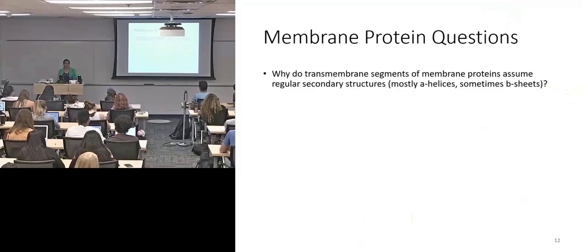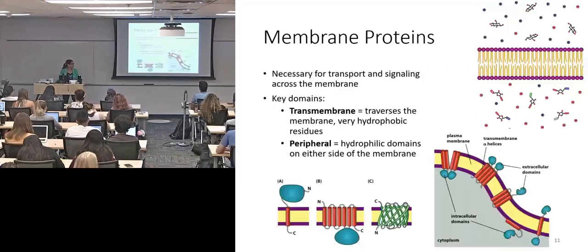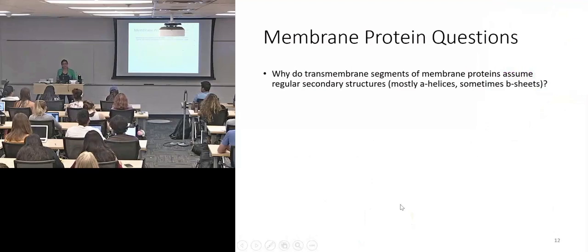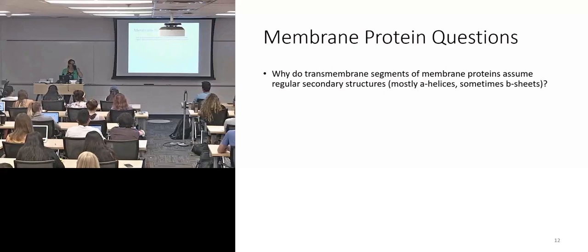Why do the transmembrane segments typically assume secondary structure? Okay, so here they are, these barrels or cylinders represent an alpha helix. The arrows represent a beta sheet. So why were the transmembrane segments mostly alpha helices, sometimes beta sheets? How come I can't just have a straight line of hydrophobic residues go through?